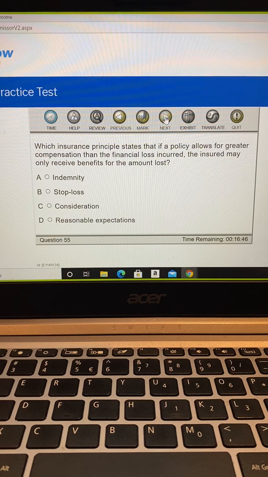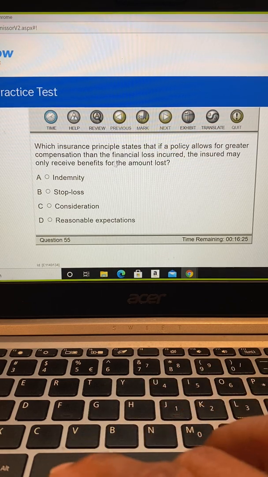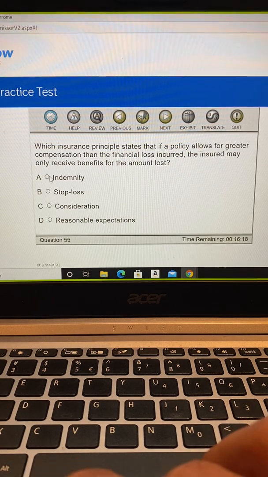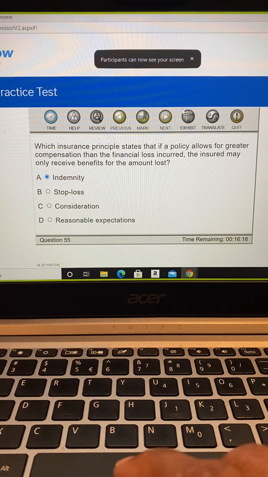Next. Which insurance principle states that if a policy allows for greater compensation than the financial loss incurred, the insured may only receive benefits for the amount lost? Indemnity? A. All right, next.